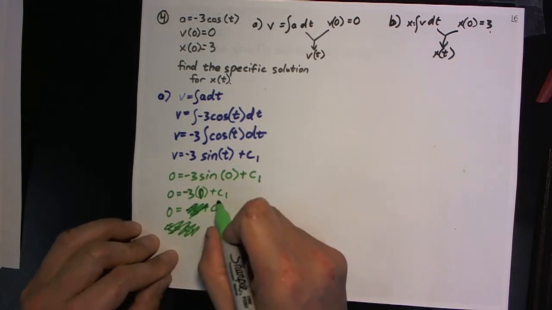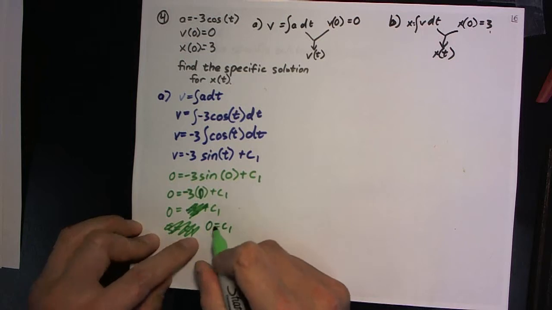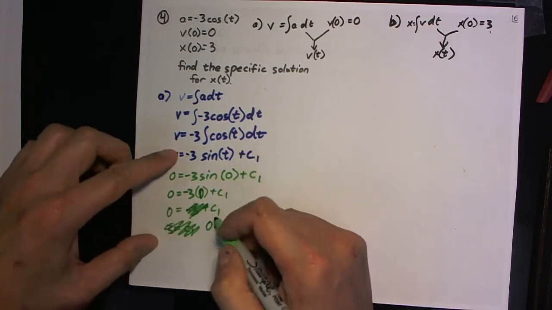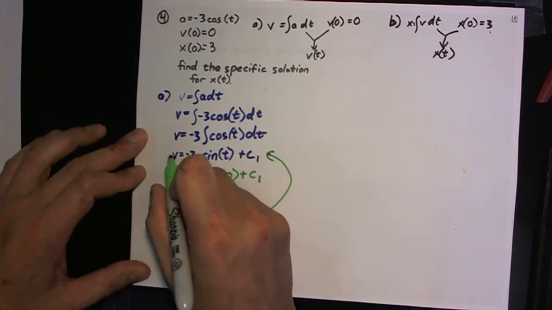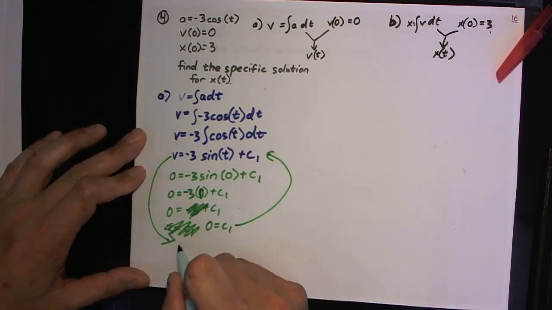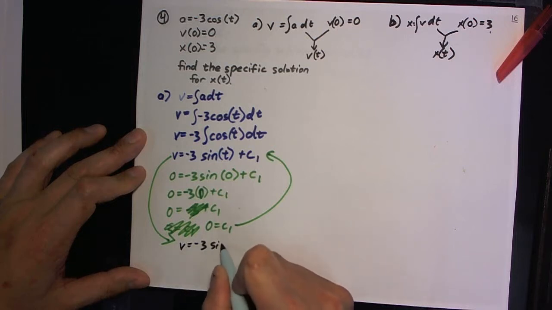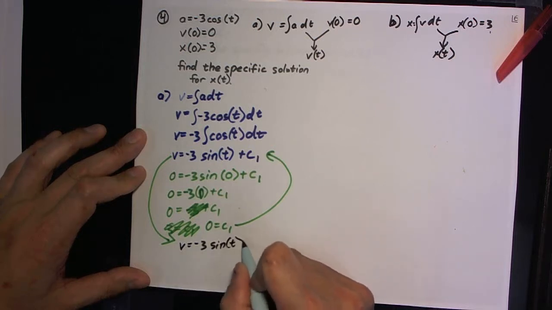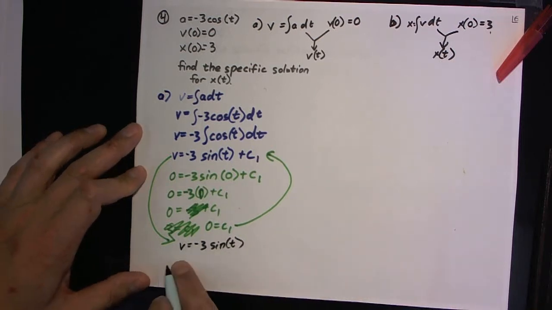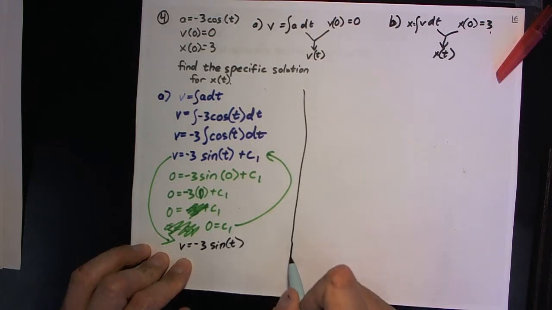That means that, let's pick this up here. 0 is C1. Take that, substitute it back into here. And we get that velocity is equal to negative 3 times the sine of t. Alright, so that's our specific solution for velocity as a function of time. Part B.